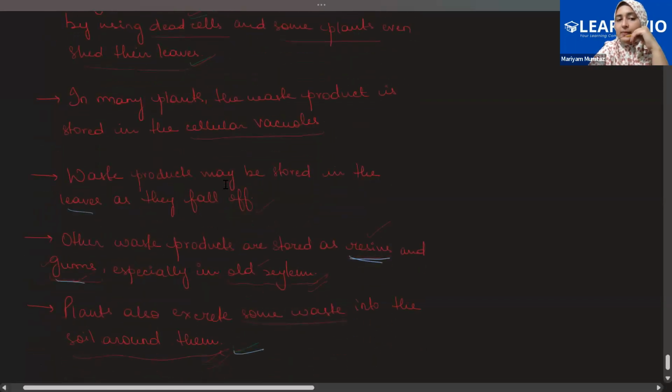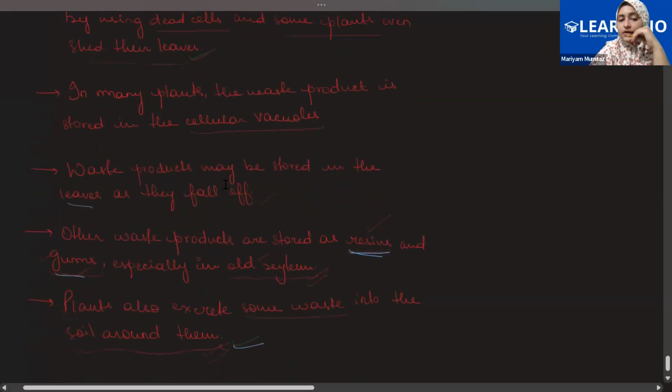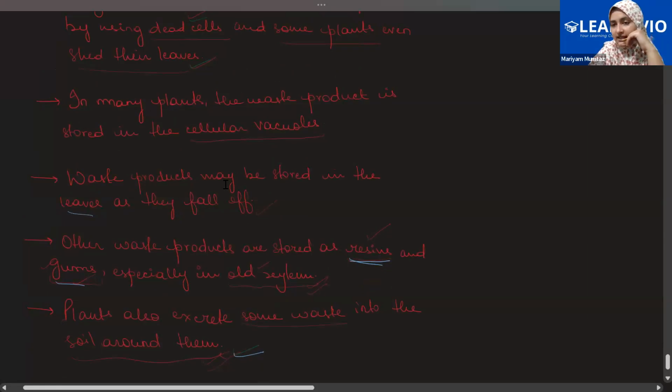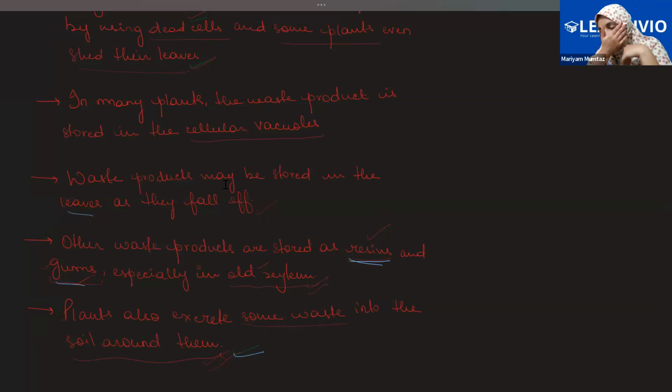Now, apart from that, we know that plants have vacuoles present in them, right? Do animals have vacuoles present in them? No, animals don't have it. Animals can sometimes have vacuoles, but those vacuoles are temporary. Plants have permanent and big size vacuoles. Animals do not have bigger size vacuoles. They have tiny vacuoles, if there are any.